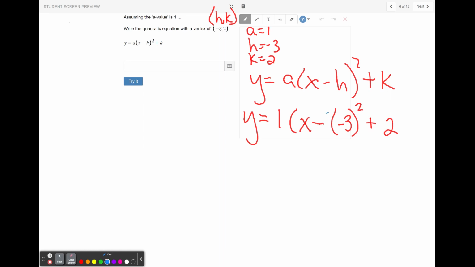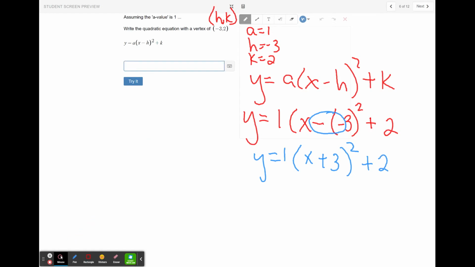Now the only thing that you need to simplify is that minus a negative, or negative times a negative gets you that positive 3, or I'm sorry, x plus 3. So that's the only difference between what you have to do. And remember, when you're dealing with the equation, it's always the opposite of what you see for the h value. Three.